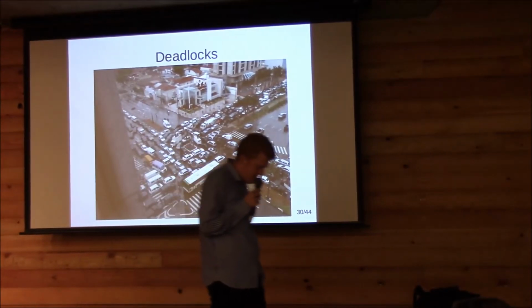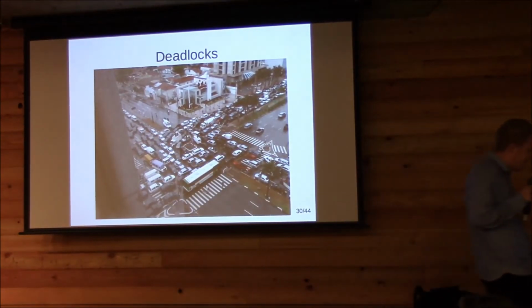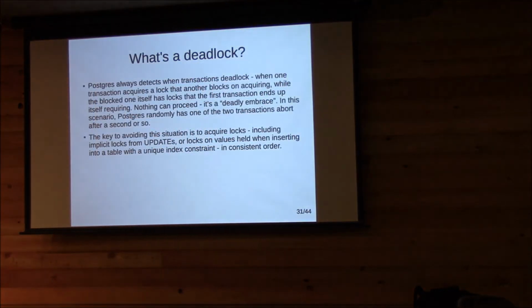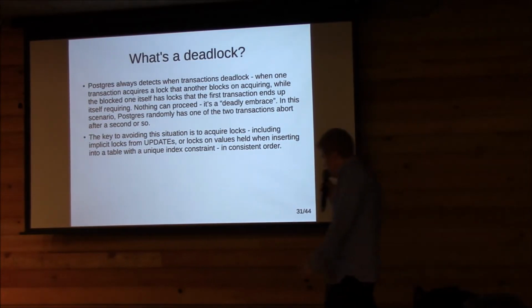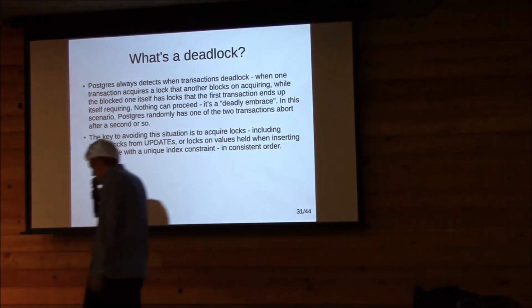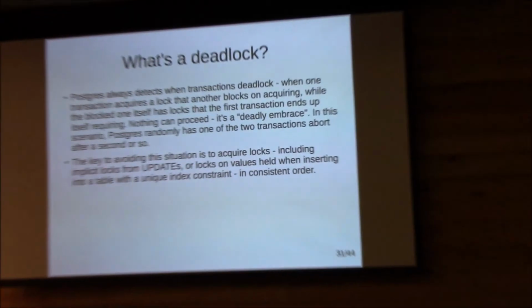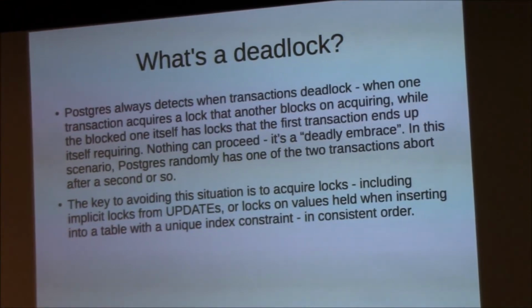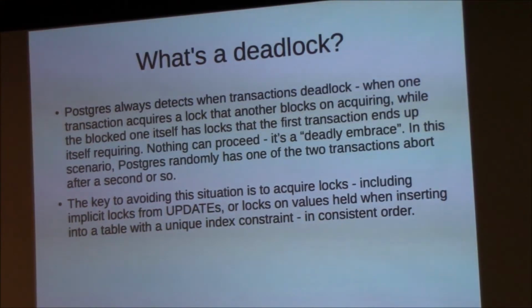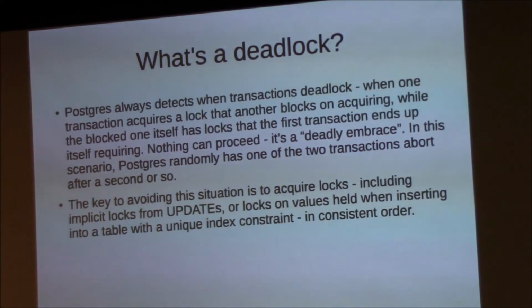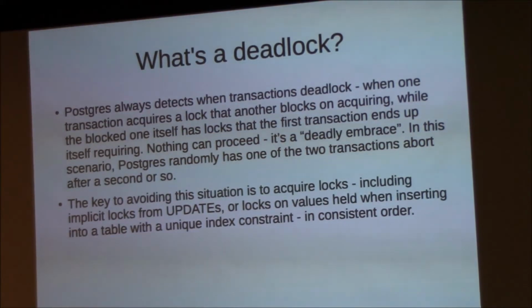Talking about deadlocks, they happen. What's a deadlock? Well, I'm sure many of you know that a deadlock is when you have this mutual dependency between two transactions. One is waiting on one lock that the other holds, and the other one is waiting on one lock that the first one holds. So it's a deadly embrace. They cannot proceed. Something has to happen.